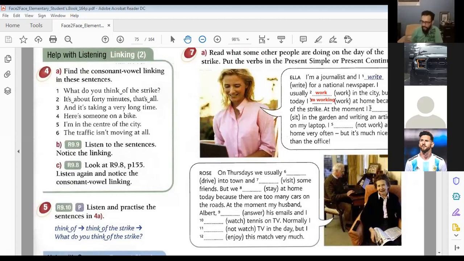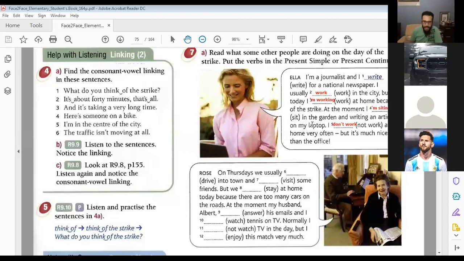Okay, you forgot something very, very important, like here, the same story. I am sitting. Yes, very good, very important. Correct. Good. In the garden and writing an article on my laptop. I don't work at home very often, but it's much nicer than the office. Okay, very nice.